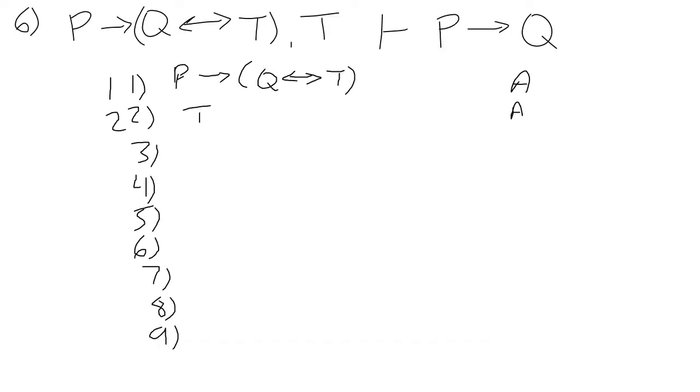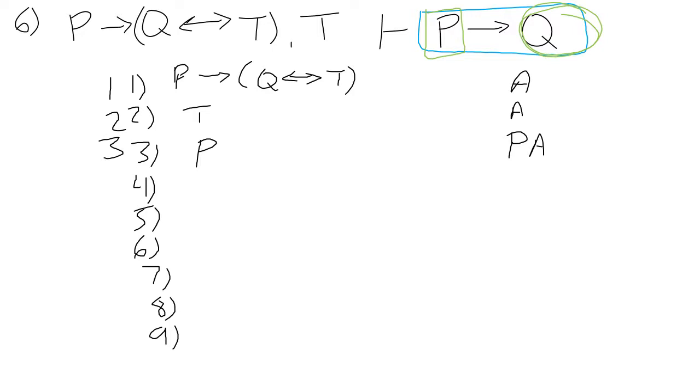So here on this one, this is another instance in which we want to make sure we look at our conclusion, because what's the main operator in the conclusion? Well, it's the arrow. So we know we're going to assume its antecedent and then look to derive its consequence. So line 3, we're going to assume P as a PA, and we're going to look to prove Q.